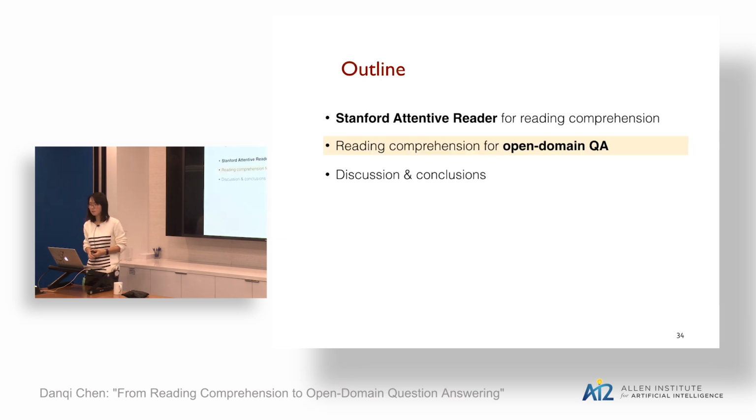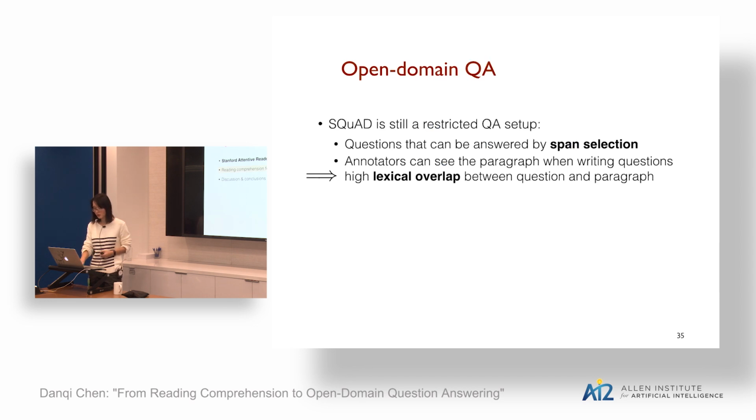Next, I will move on and talk about how we can leverage the reading comprehension system to solve even broader open domain question answering. Before I move on, I need to talk about the limits of the SQuAD dataset. Even though we can achieve pretty good numbers on the Stanford Question Answering Dataset, it's still a pretty restricted question answering setup, for two reasons. The first reason is that it requires questions to be answered by span selection. So not all questions can be answered by this setup.